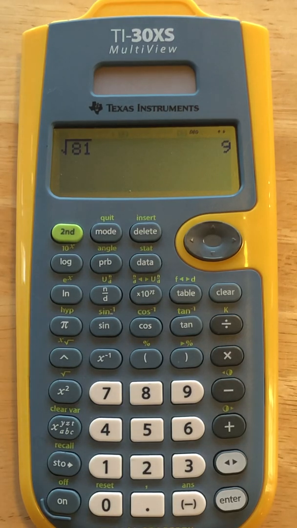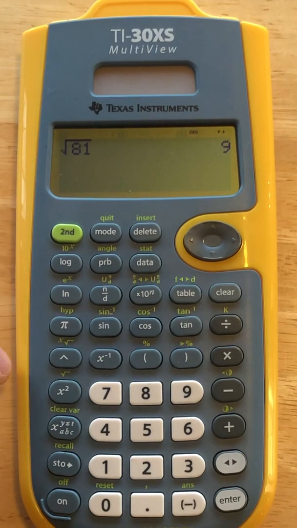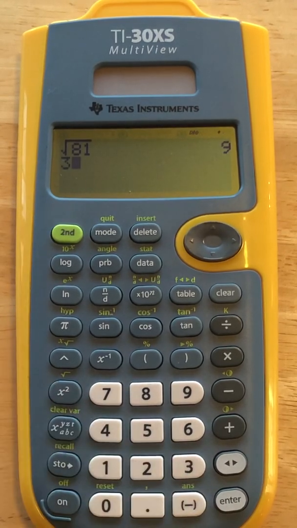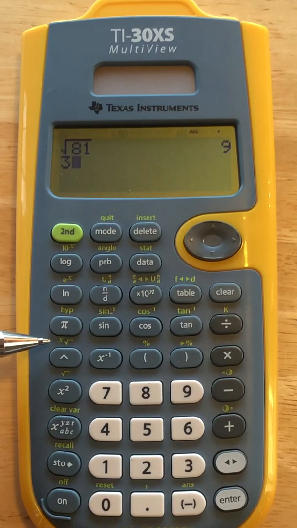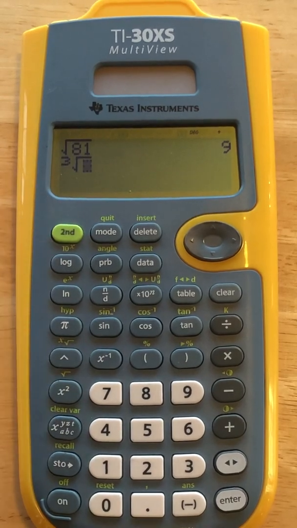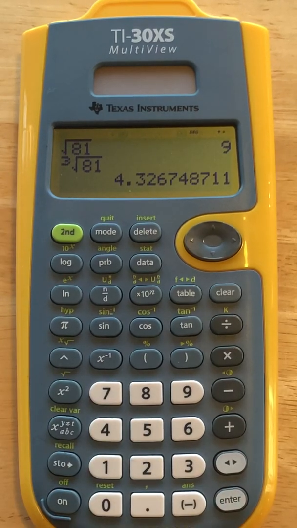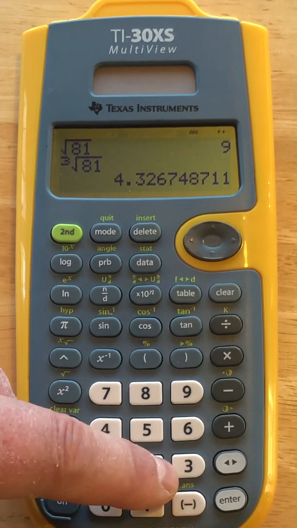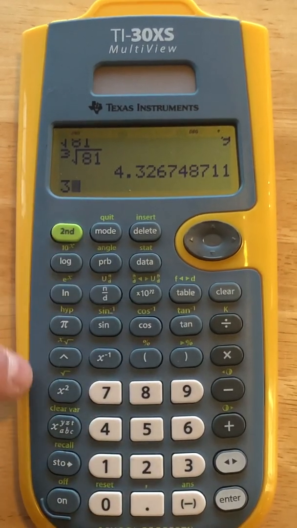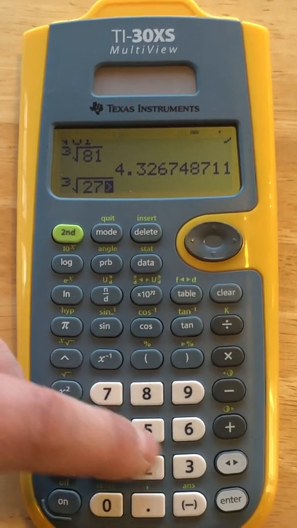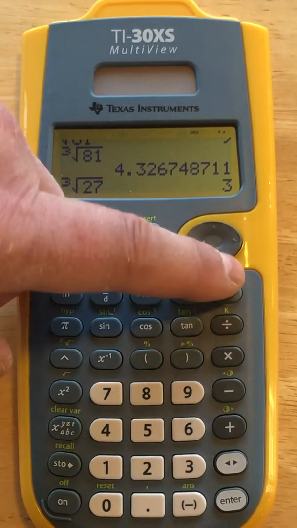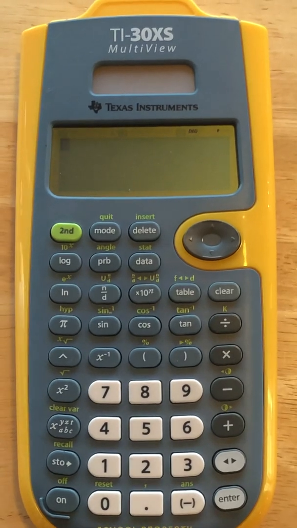If you want the 3rd root of something, you might run into that. It's a little trickier. To put the 3rd root in, you push the 3, and then you're putting the 3 in for that x right there. You want the 3rd root. So I'm going to push 2nd function right there. 3rd root of 81. Whoa, okay, I should have done 27. I'll try that one instead. 3rd root of 27 is 3, because 3 times 3 times 3 is 27.